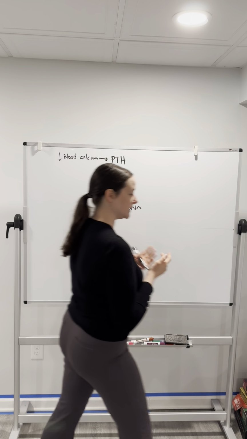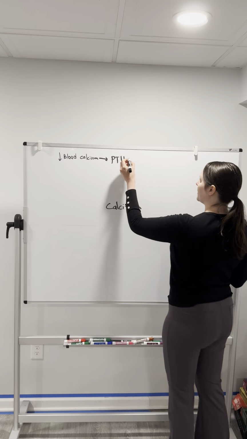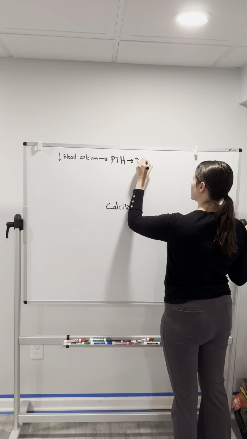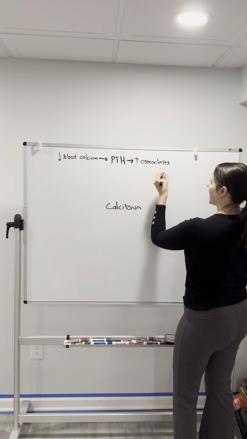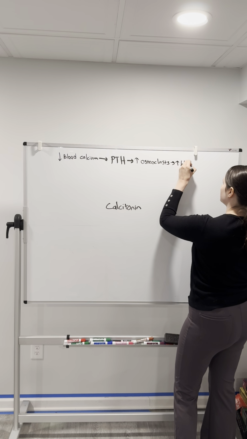So how does it do this? In bones, it stimulates osteoclasts. Remember, osteoclasts break down bone. So it stimulates osteoclasts, and they'll come in and break down bone and release calcium. So this leads to increased blood calcium.